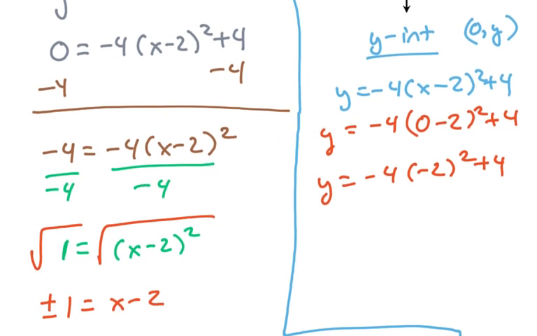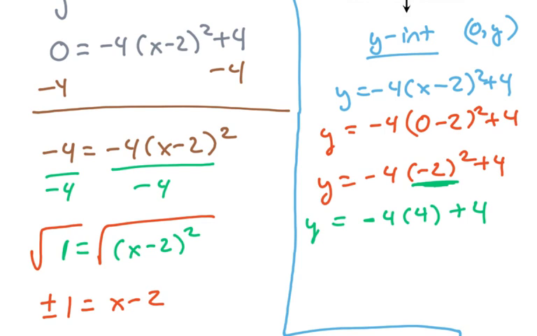Please follow PEMDAS. So PEMDAS says you got to do exponents before you multiply. So you have to do negative 2 squared. Notice negative 2 is also in parentheses, which gives me negative 4 times negative 2 squared is 4. Negative 2 times negative 2 is 4. And we're left with such.